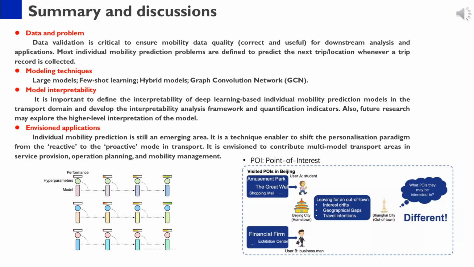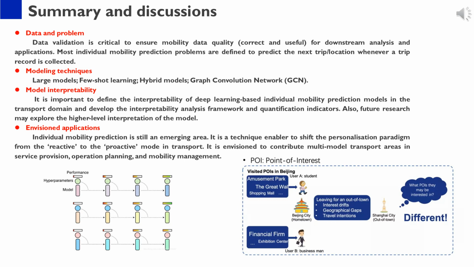The NLP area advances significantly in recent years in machine translation and named entity recognition. We discuss the potential of these emerging models in enhancing individual mobility prediction performance. Thirdly, it is important to define the interpretability of deep learning-based individual mobility prediction models in the transport domain, and develop the interpretability analysis framework and quantification indicators. Also, future research may explore the higher-level interpretation of the model.